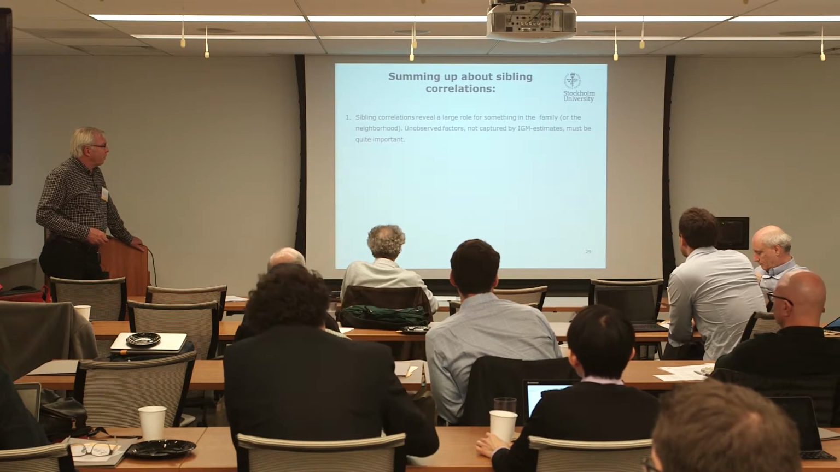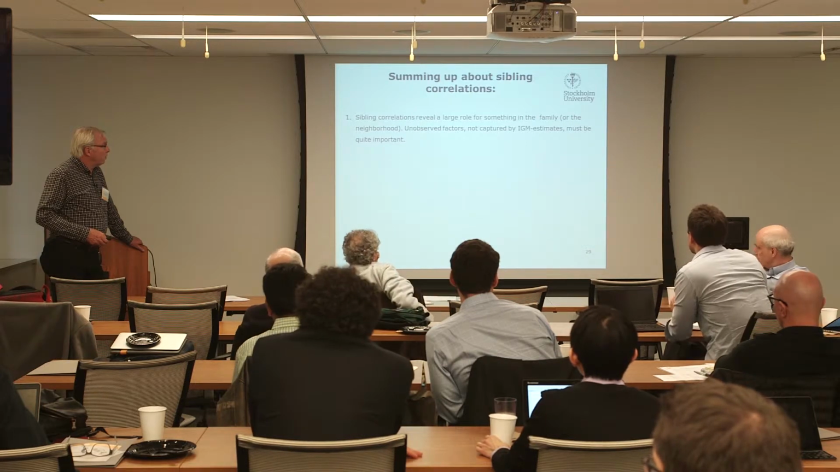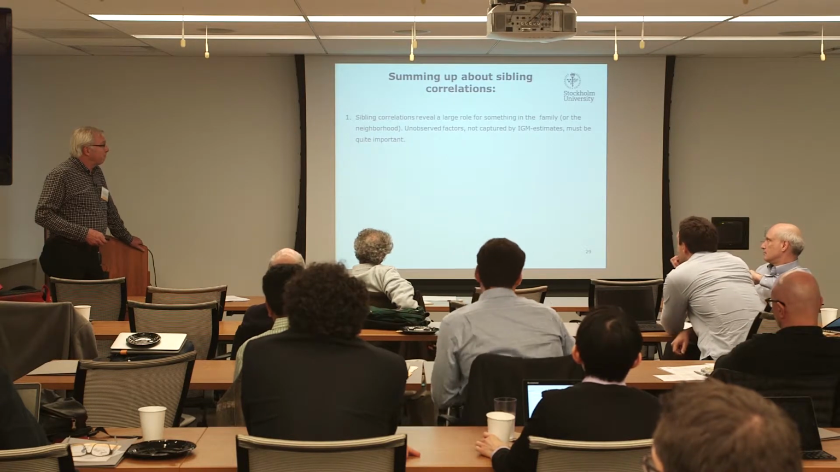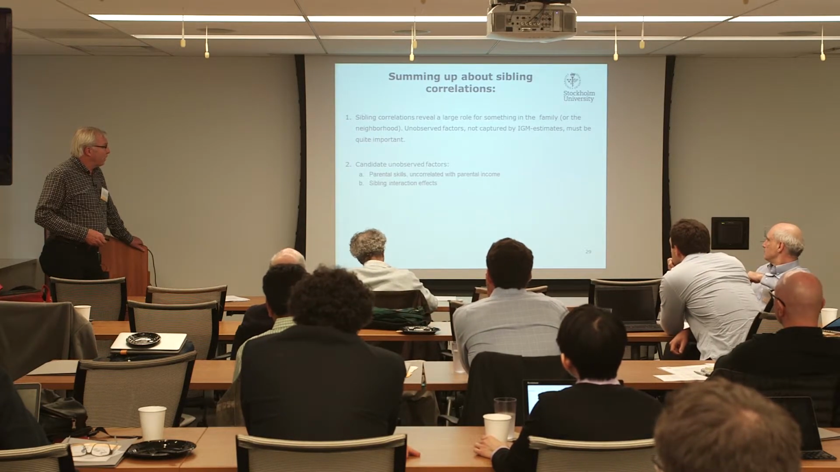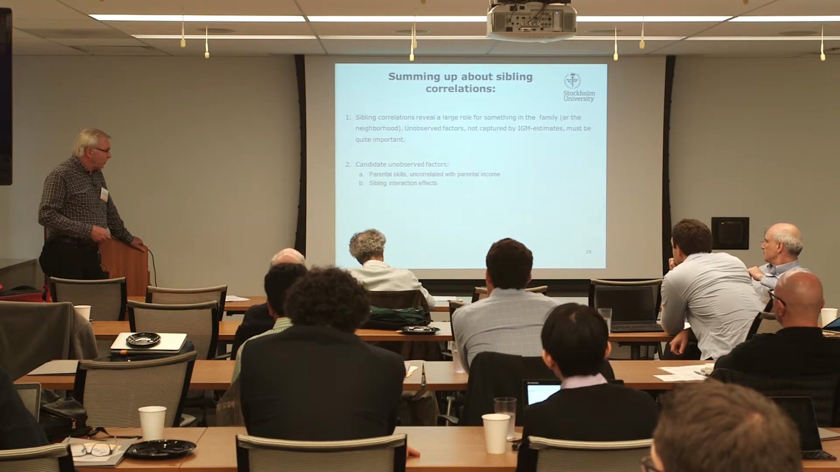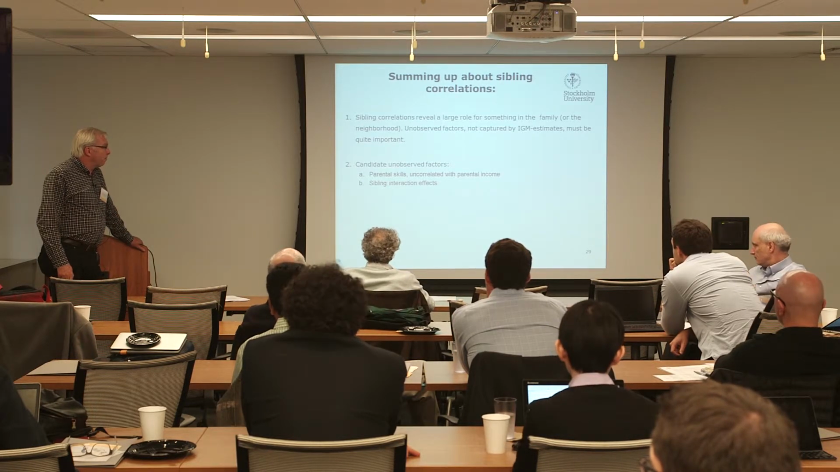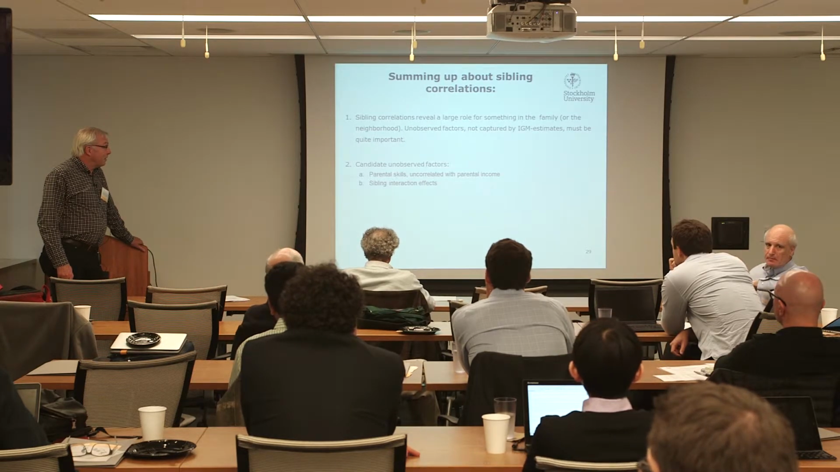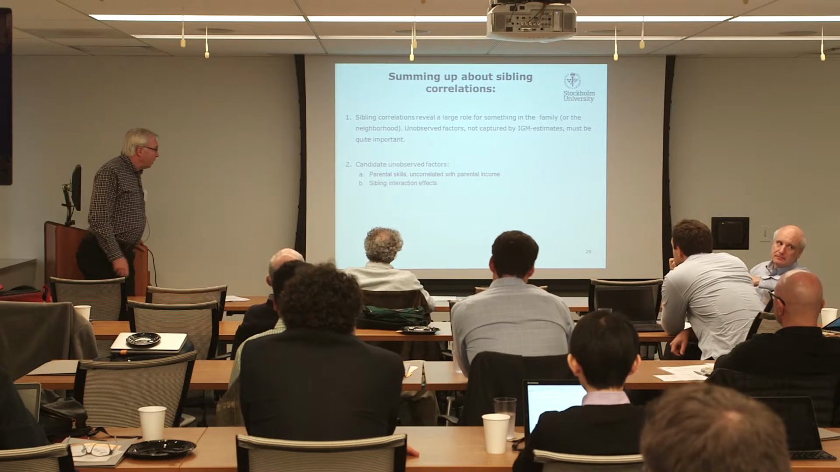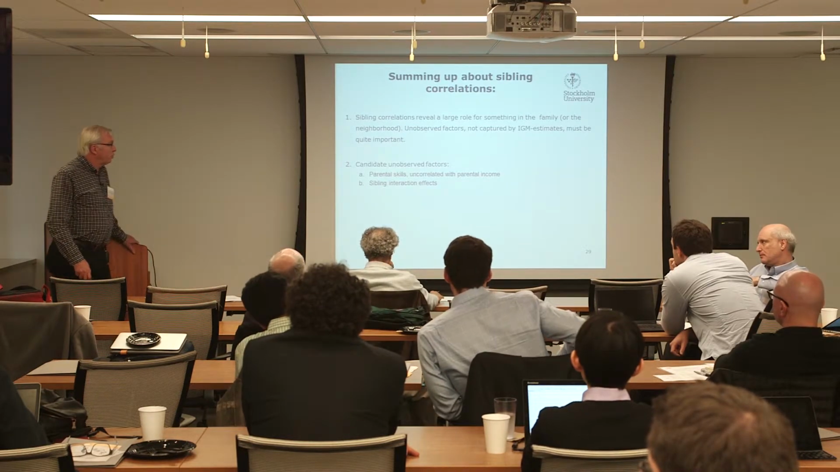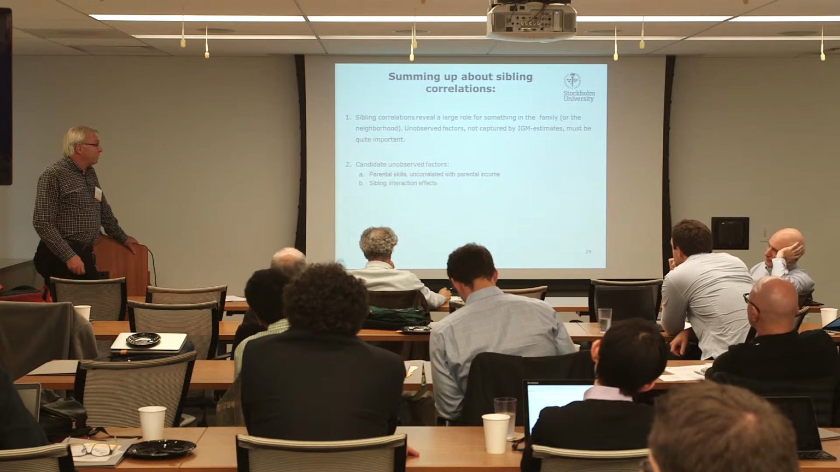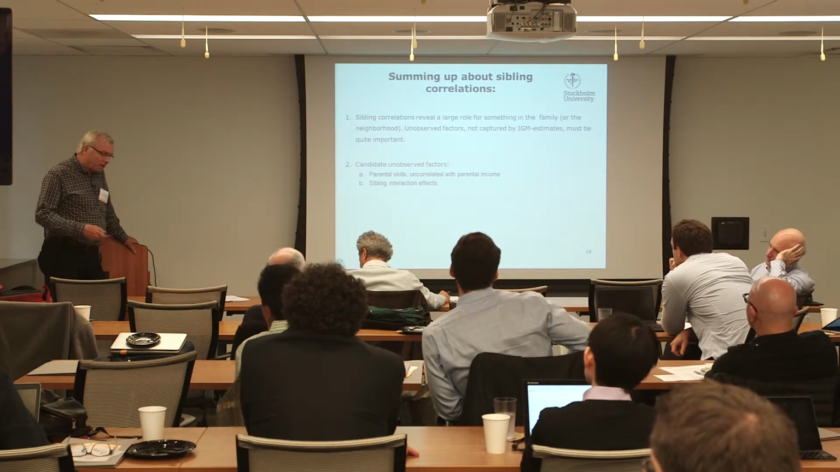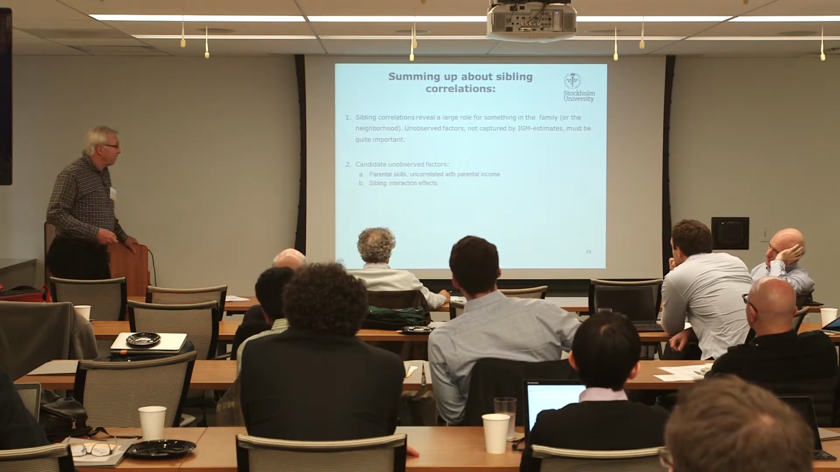So summing up here, sibling correlations reveal a large role for something in the family or the neighborhood, and unobserved factors must be important. Candidate unobserved factors here are, I think, parental skills that are uncorrelated with parental income, and there could also be sibling interaction effects. And I will come back with a discussion about what the implications are for these candidate explanations of the sibling correlations.